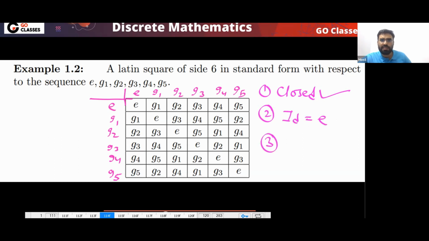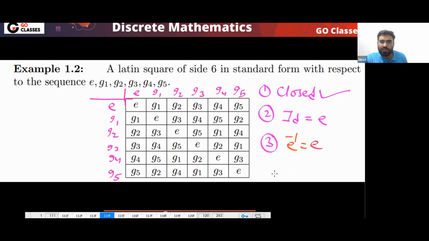Okay, can I say every element has an inverse? See, the identity element is E, because you can notice this identity element row is the same as the header, and the identity element column is the same as the header. So we have an identity element. What can you say about inverse? So tell me, what is the inverse of E? The inverse of E will always be E.